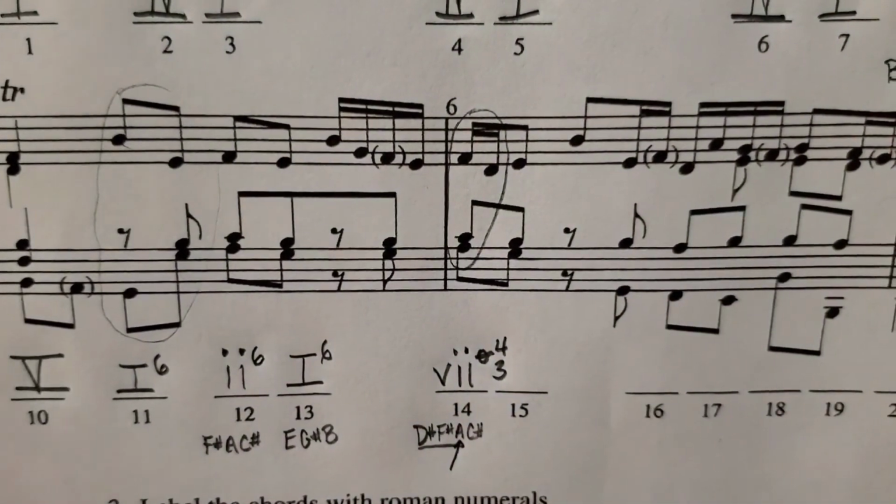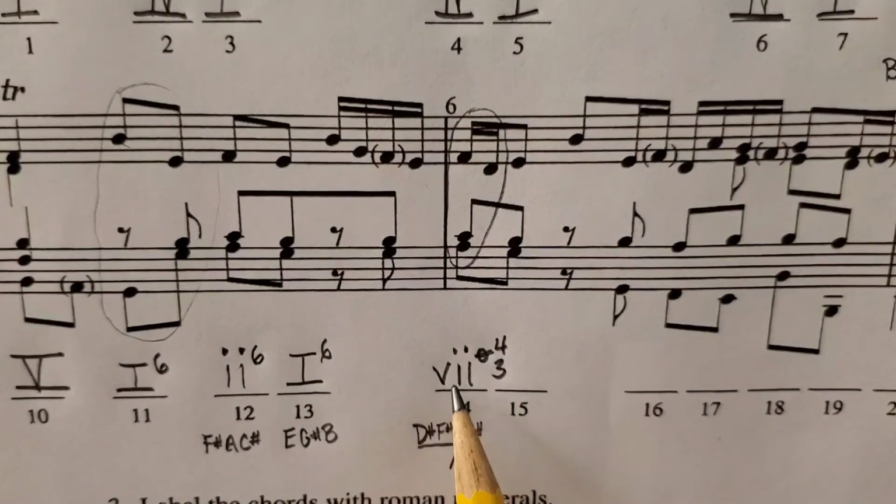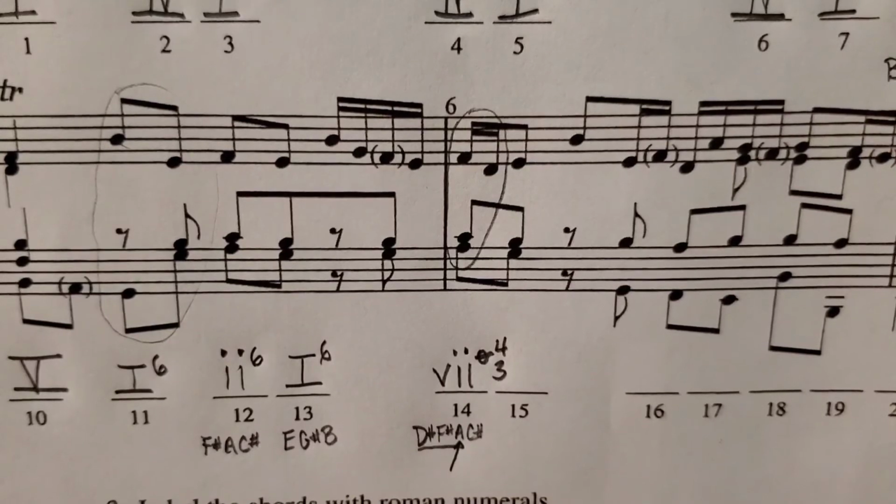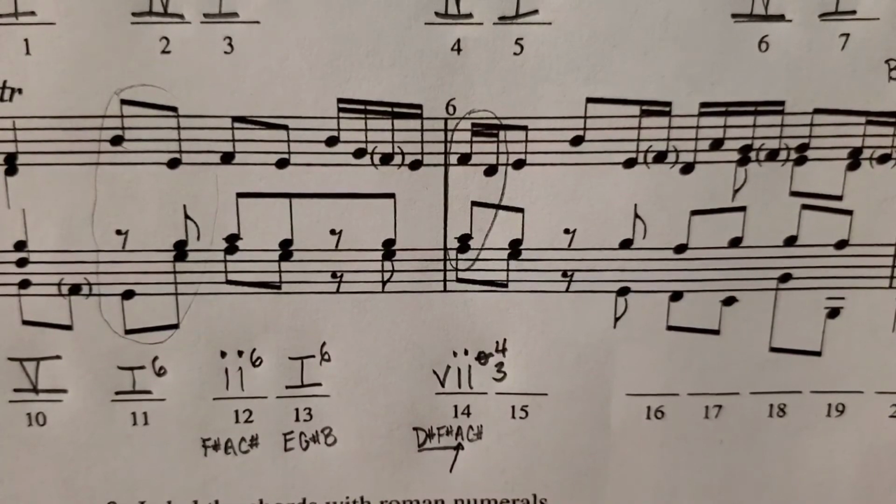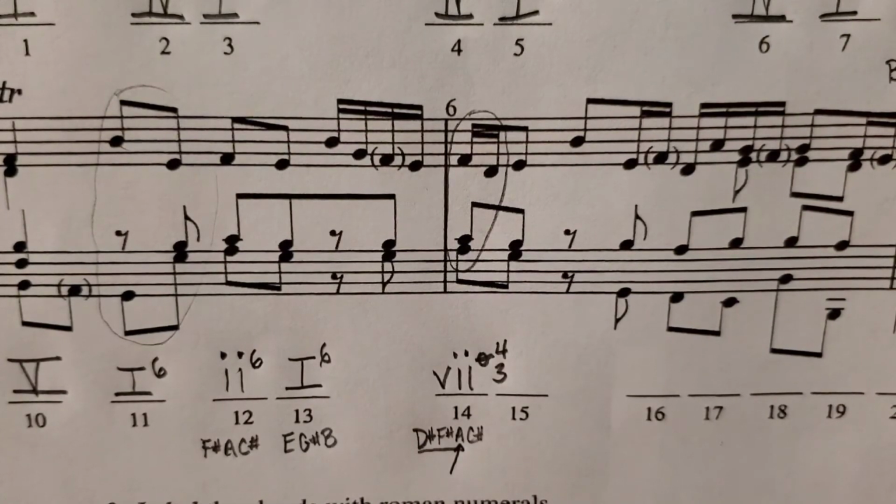So remember, the Roman numeral tells you what number it's built from, in this case 7, the quality or type of the chord, which is half diminished 7th chord. And then it also tells you that the 5th is the bass. The 4/3 tells you that, right?